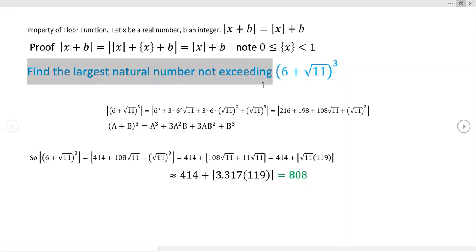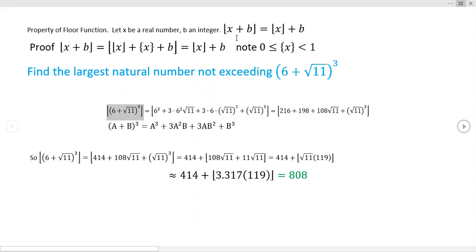The language "find the largest natural number not exceeding" is clear. That's seven words, but it means the very same thing as this symbol right here, the floor function. This is called the floor function, folks. Those half brackets are what symbolize the floor notation.